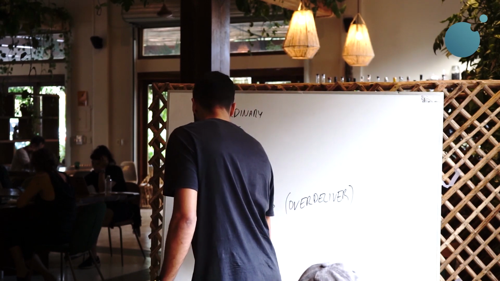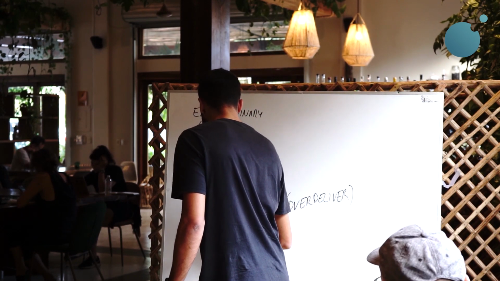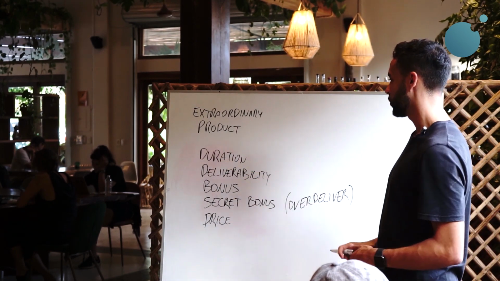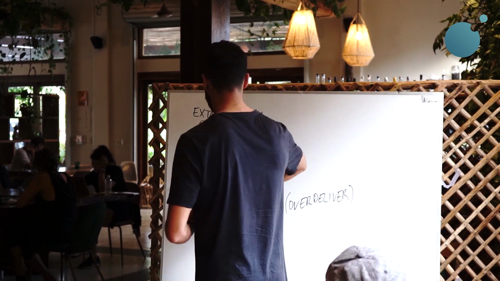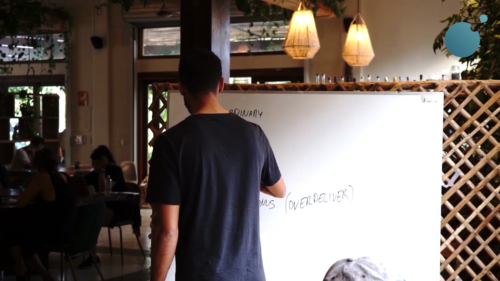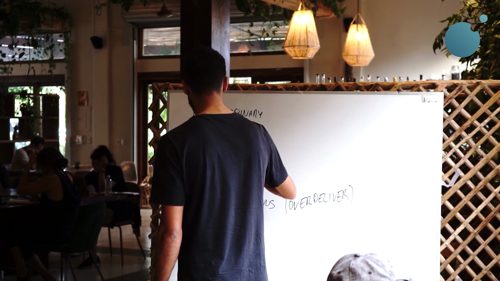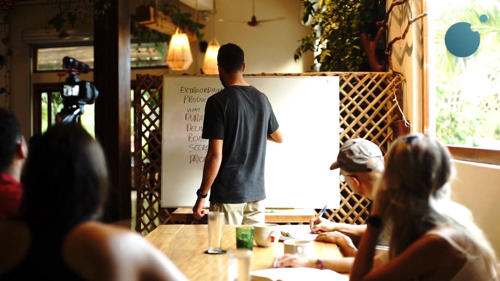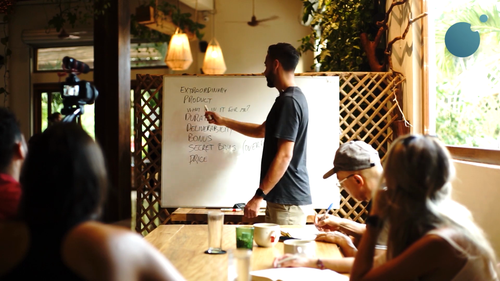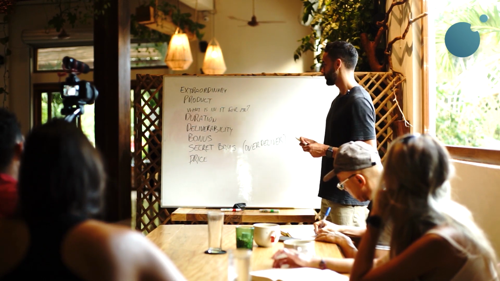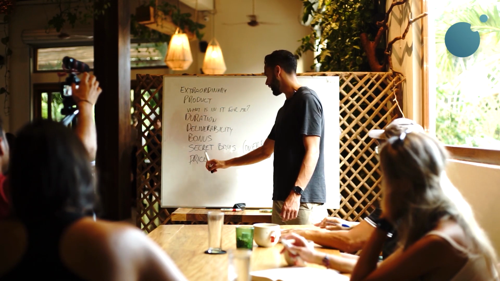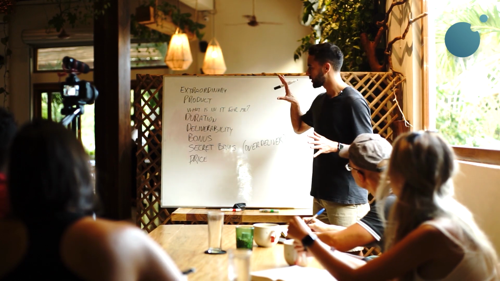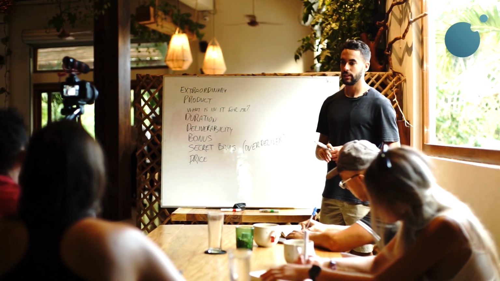Then we need the price. So we have the ratio, how you're going to deliver, then what it includes, of course, what is in it for me. Operation related bonus, secret bonus, and price. You need this for the marketing part. You need to map all this out.